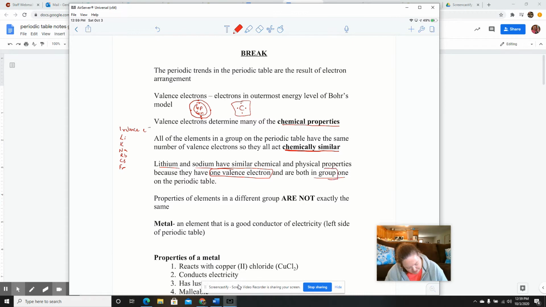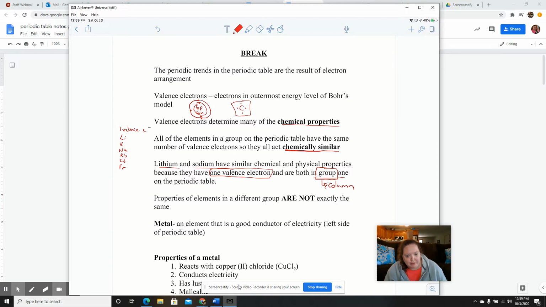And remember, when I talk about group, I am talking about a column on the periodic table, because that is the name that we give columns on the periodic table. We don't call them columns, we call them groups or families, okay?